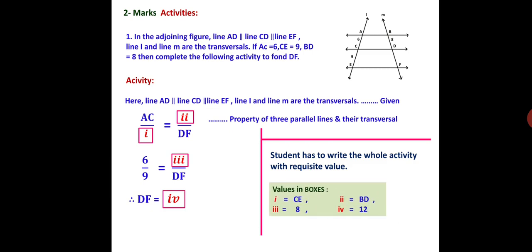At first AC upon CE, at first place it will come. CE is equal to second, what is second? That will be BD upon DF. Again AC is 6, here the value of CE we know is 9, is equal to, third value you have to write, 8 upon DF. The DF value we have to calculate. So DF is coming up as 12.